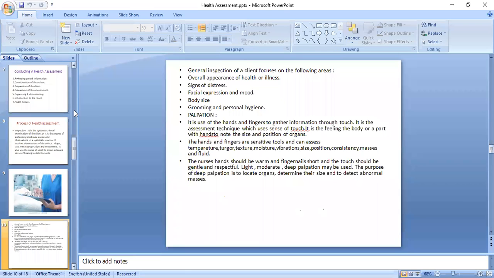We have to see the skin color, the size, shape, symmetry, joints, sounds. If any abnormalities occur, then we need to note it down. You have to collect all the information. If something is normal also, you have to write it down. If something is abnormal, you have to write it down. Okay.